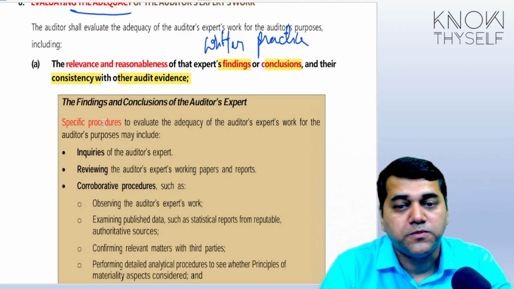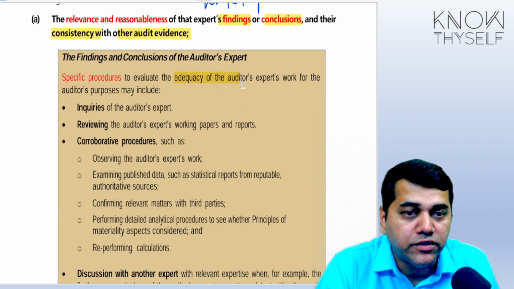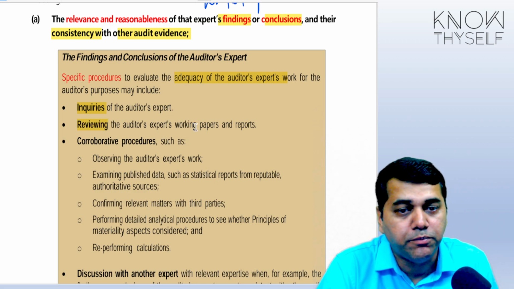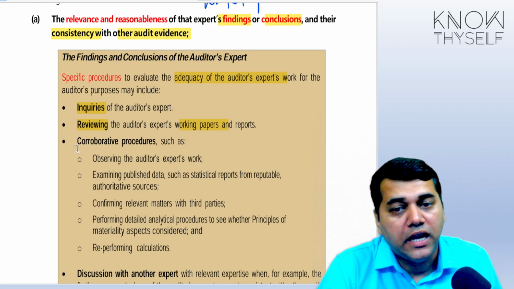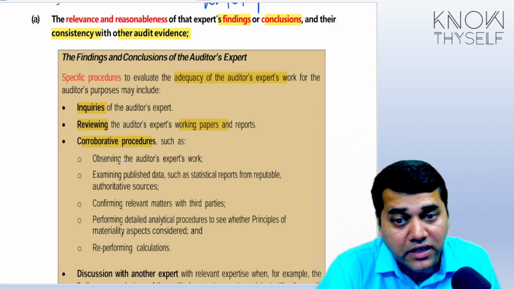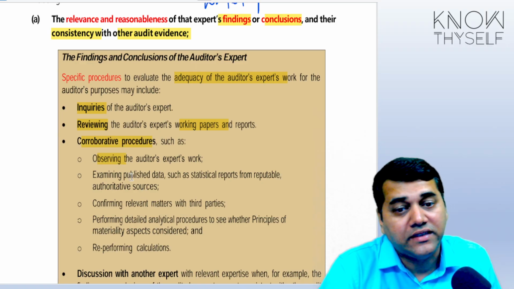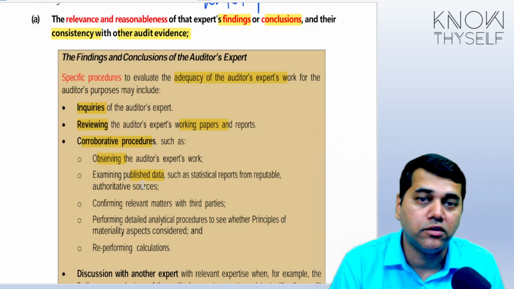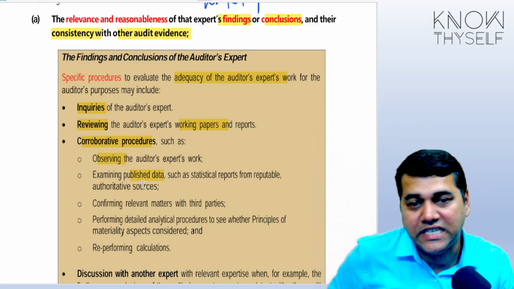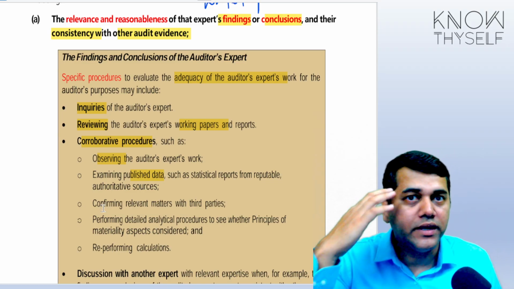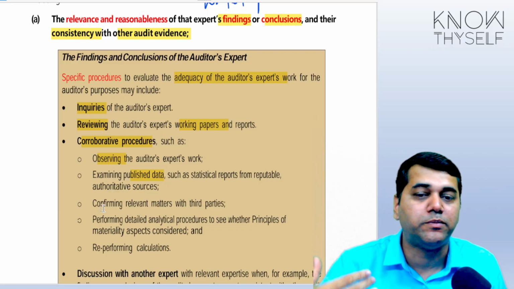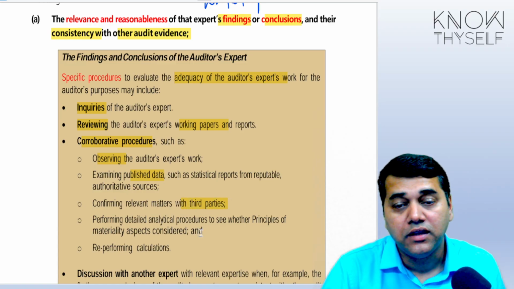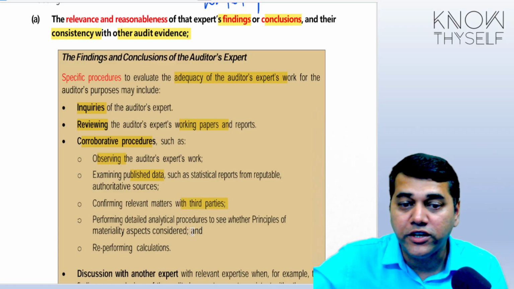Now, specific procedures to evaluate the adequacy of the expert's work may include: you may have to inquire, review their report and the working papers, and you may have to perform some corroborative procedures like observing their work, examining some published data, statistical reports. Don't do Googling and all. Before you go, don't ask ChatGPT. This is so that you get a fair idea of what that expert is talking about. Confirming relevant matters with third parties. Like if somebody has already been operated on, you go and speak to them.